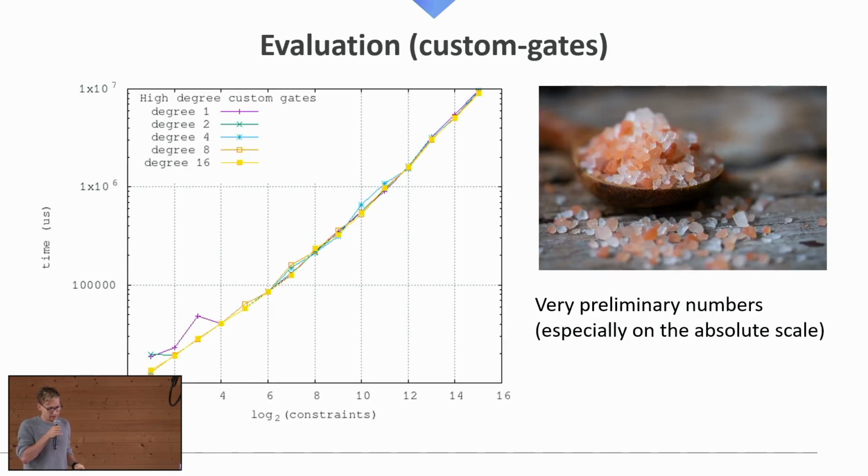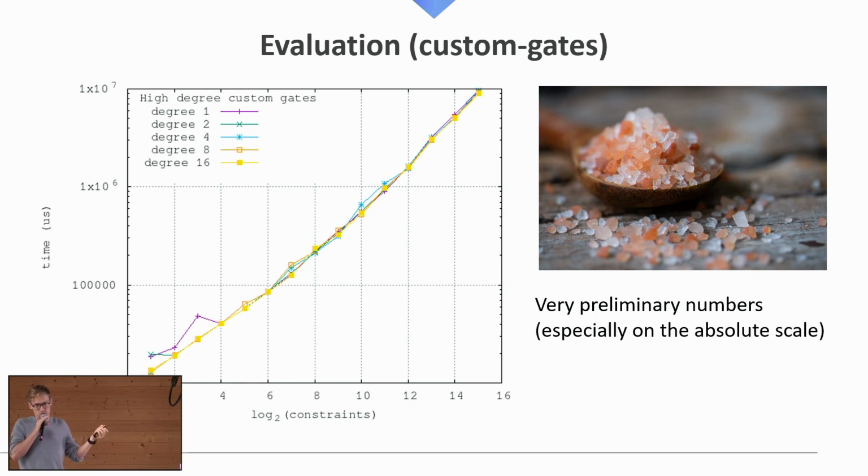And for the last slide, take these numbers with a massive grain of salt. These are very preliminary numbers, especially the absolute ones. But the interesting thing to see here is that you see a bunch of lines which are over almost the same. And why is this interesting? Well, these lines represent different high-degree custom gates. So there's degree 1, degree 2, degree 4, degree 8, degree 16. And it almost doesn't affect the proof size. So we're able to do higher degree custom gates up to 16. We don't know yet quite how far we can push it. At some point, there is a cost to it.